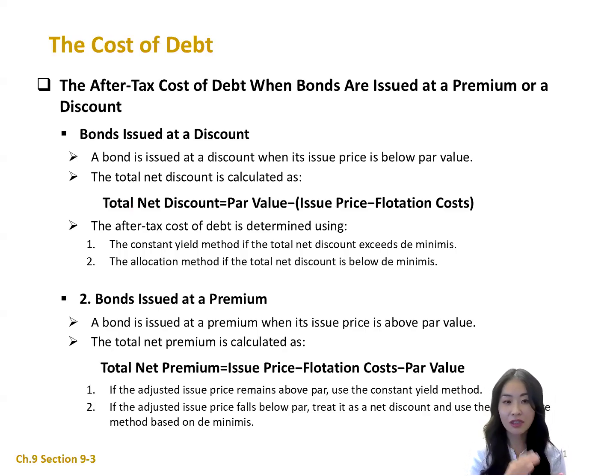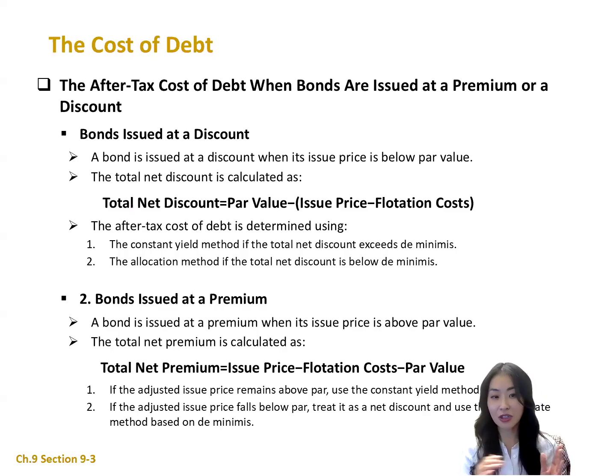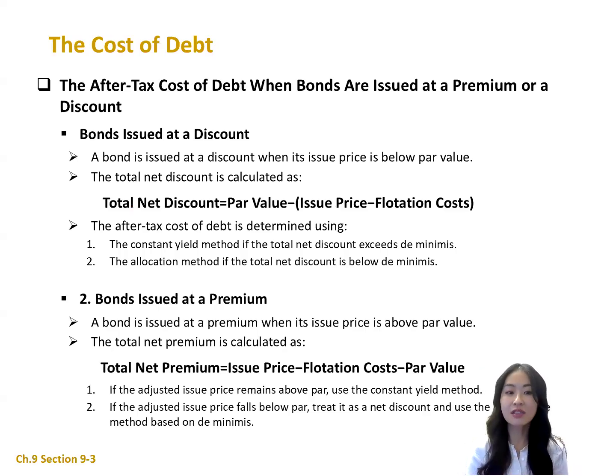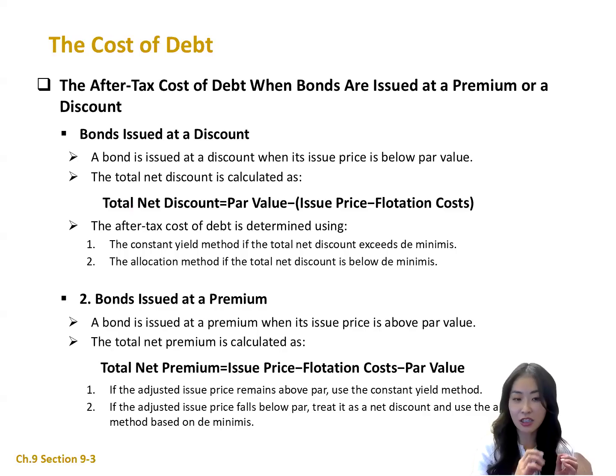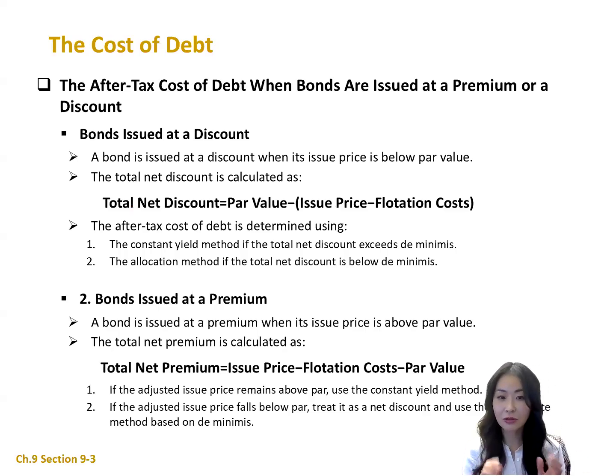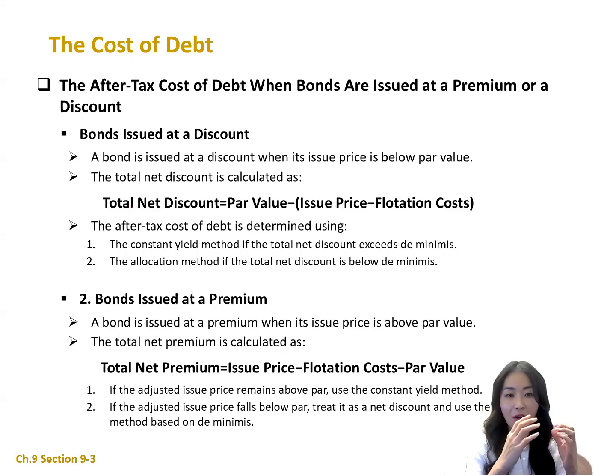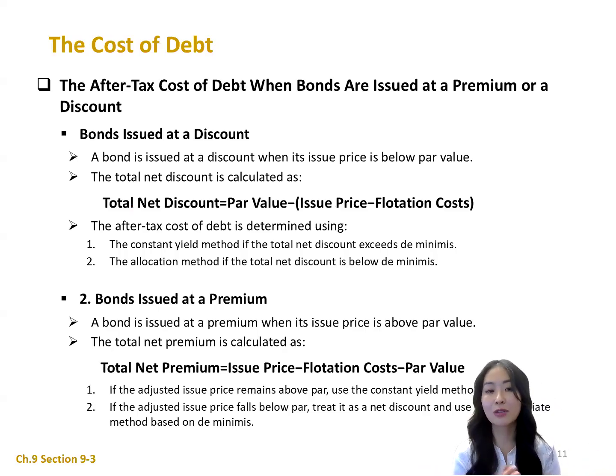Currently 1050 minus 30 is 1020. This 1020 is still larger than par value, so you should use the constant yield method. If the adjusted issue price is less than par value, treat it as a discount and use the appropriate method. So if the adjusted price remains above par, use the constant yield method. That's it. But if flotation cost brings the adjusted price below par, treat it just as a discount and apply either the constant yield or allocation method based on de minimis.